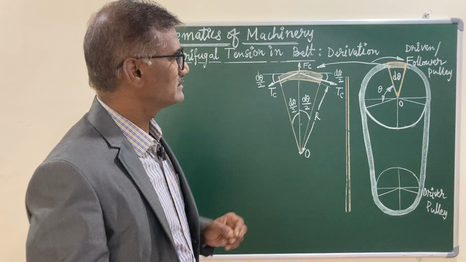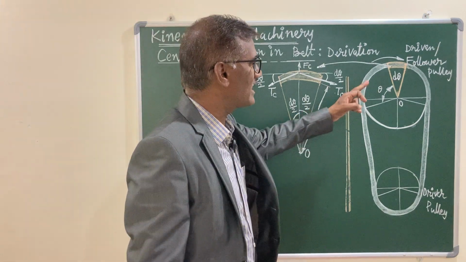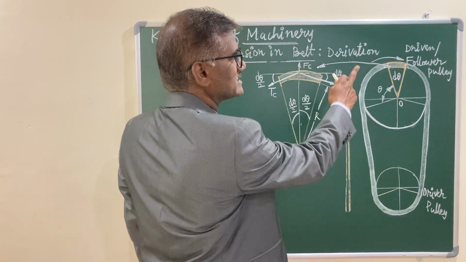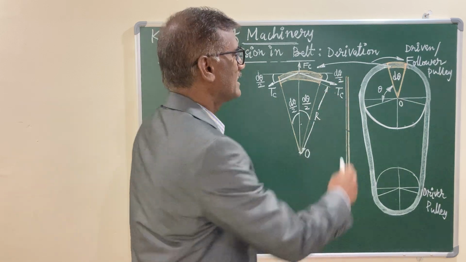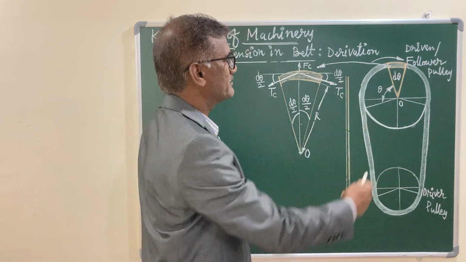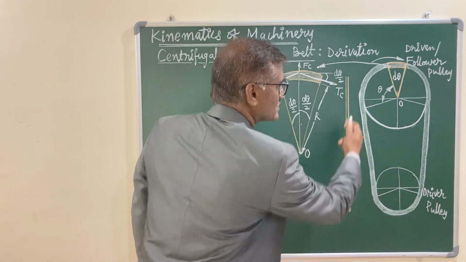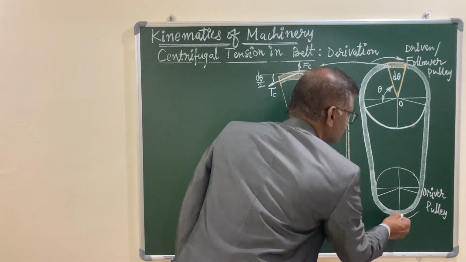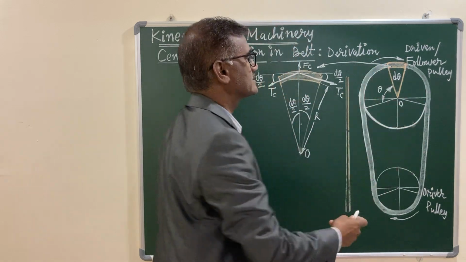Let us consider a belt drive, a flat belt drive. The bottom one is the driver and the top one is the driven or follower pulley, mounted by means of a flat belt. Assume that it is rotating in clockwise direction. The direction of the rotation is clockwise.